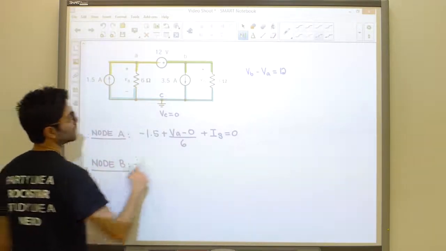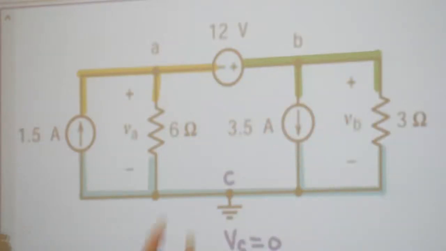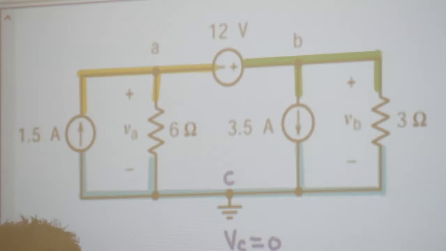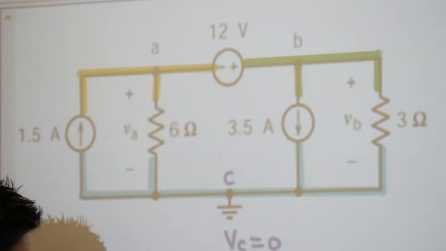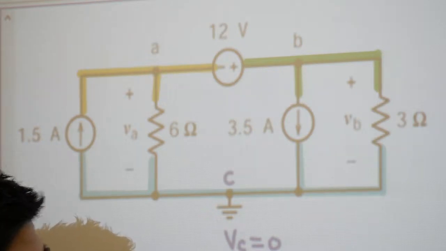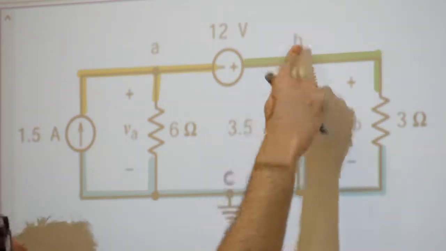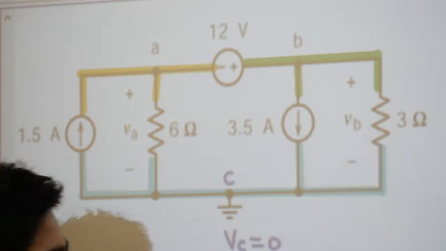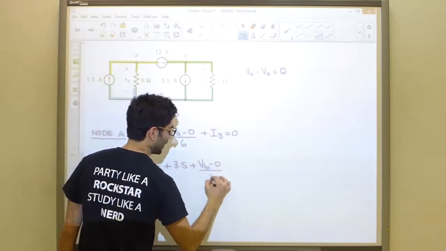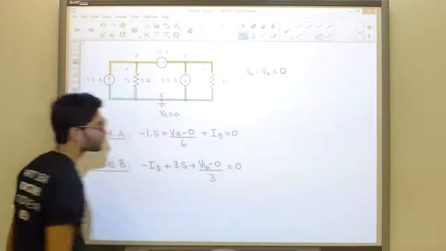At node B, once again, there are 3 branches over here. Starting over here, we see that this current is entering the node, so negative. It's a voltage source, so I do not know the current passing through that source. I'm going to label it IS. The next current is going down out of the node, so positive 3.5. And then finally, (VB minus VC) divided by 3, or (VB minus 0) divided by 3, equals 0.